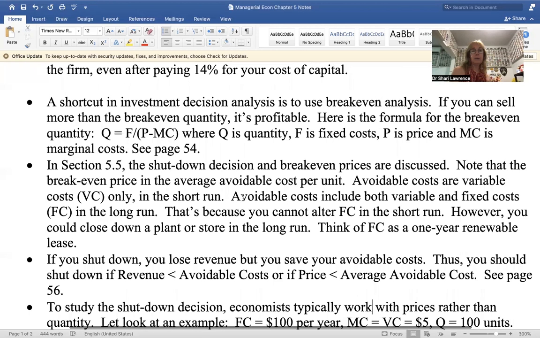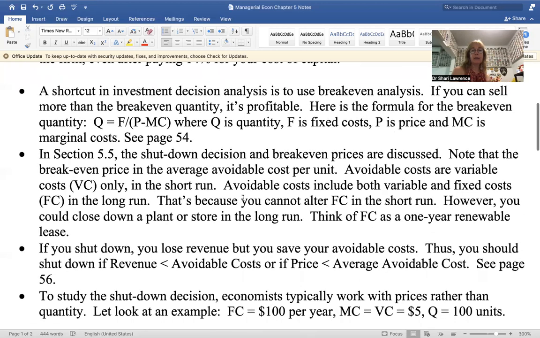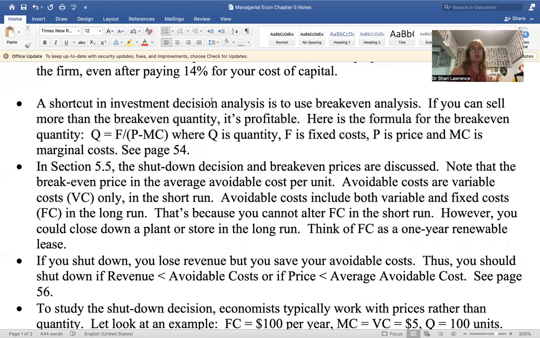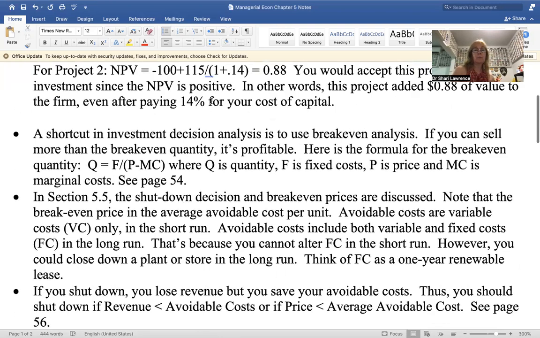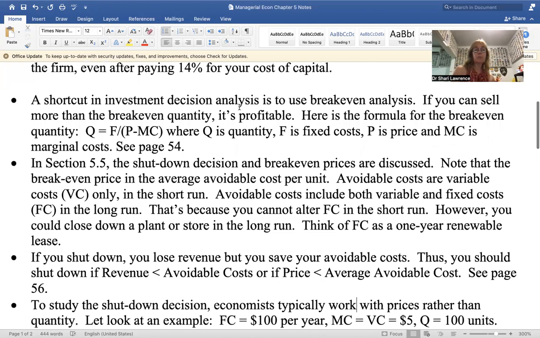Now they also talk about break-even analysis in this chapter. A shortcut, with more of an economic slant, to find out if a project is profitable or not is using break-even analysis versus net present value. So let's take a look at break-even analysis. If you can sell more than the break-even quantity, it's profitable. So here's the formula for the break-even quantity.